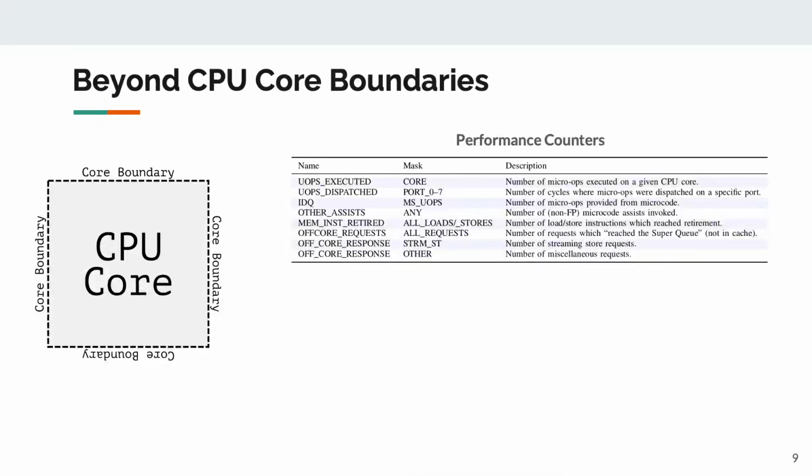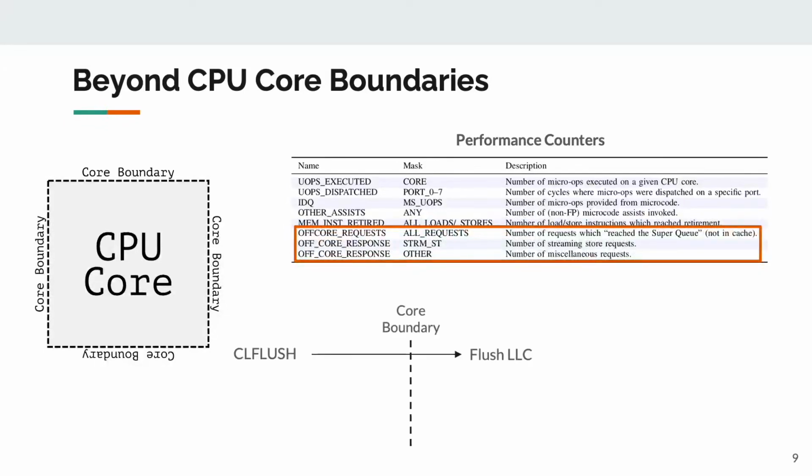So we started looking at different performance counters to study the behavior of x86 instructions, but beyond the CPU core boundaries. And we found counters which are monitoring the off-core requests and responses during the execution of an instruction. Some of these off-core requests are actually quite intuitive. For instance, when we execute the clflush instruction, it needs to go off-core to flush also the last level cache. And when you execute the CPUID instruction, it can go off-core to recover the brand string of the current processor from the power control unit.